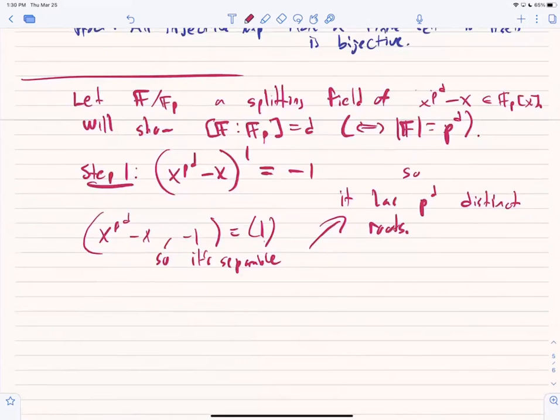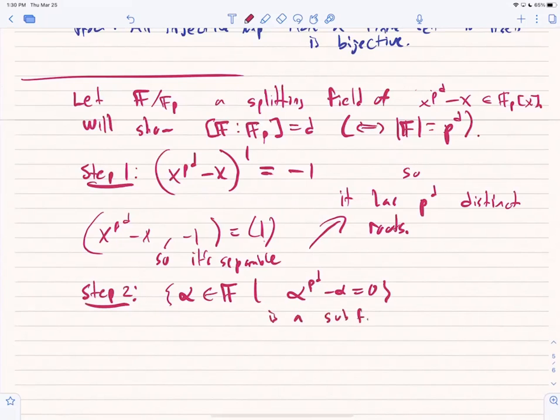Okay, and then the next claim is that the set of all alpha in F such that alpha to the p to the d minus alpha is equal to 0, so the set of all roots of this polynomial, is a subfield. Let me say this: alpha to the p to the d is equal to alpha. This is a subfield.